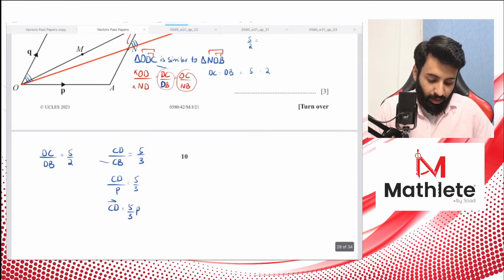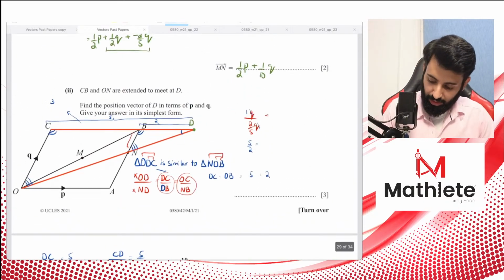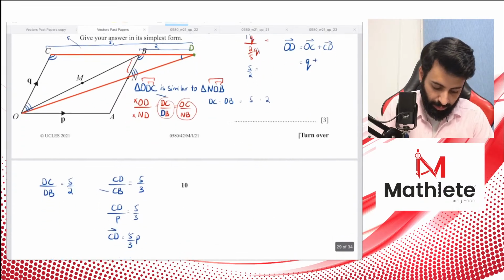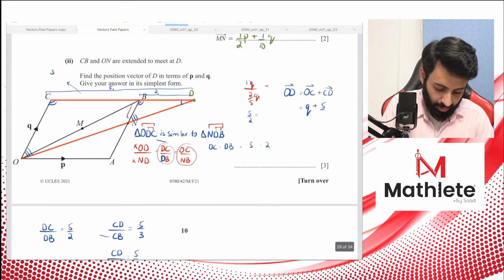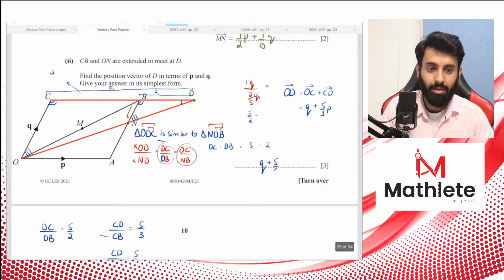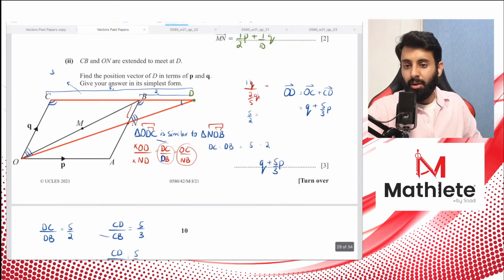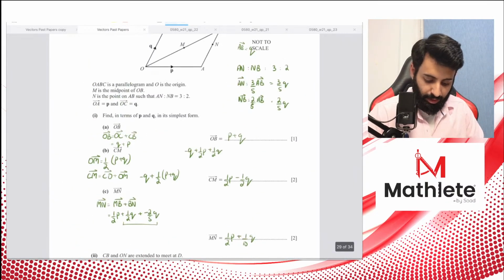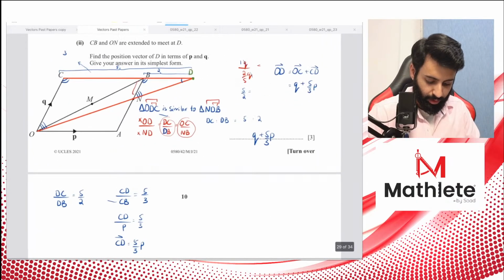Now this is something that is going to help us find OD. So OD is equal to OC plus CD. OC is equal to Q. And CD we just found out is equal to 5/3P. And there you go, that is your final answer: Q plus 5/3P. Now this was quite a difficult question. That's exactly why you can see I highlighted it red. And I hope you guys have understood this.